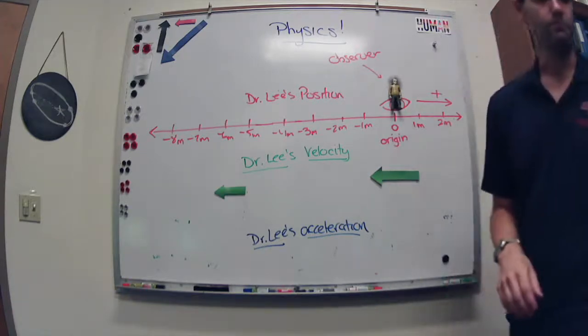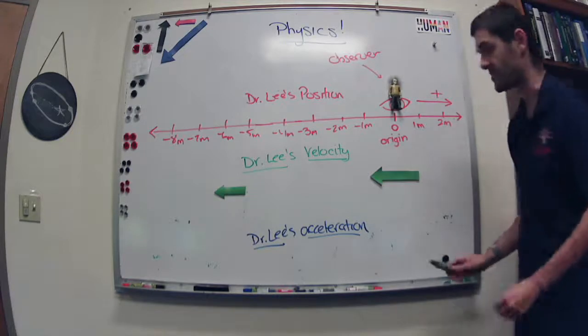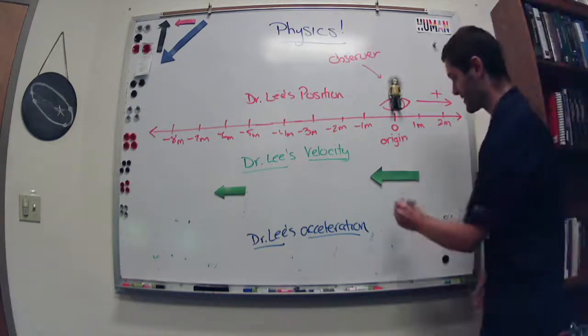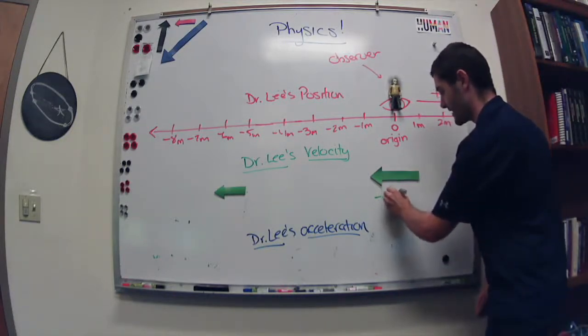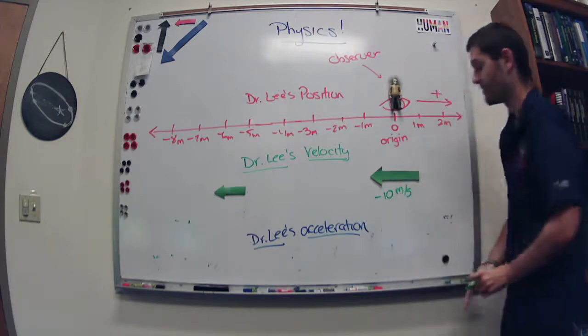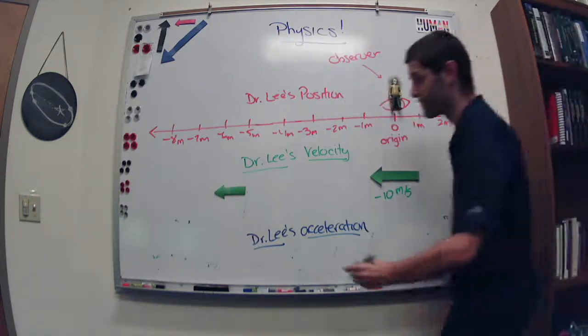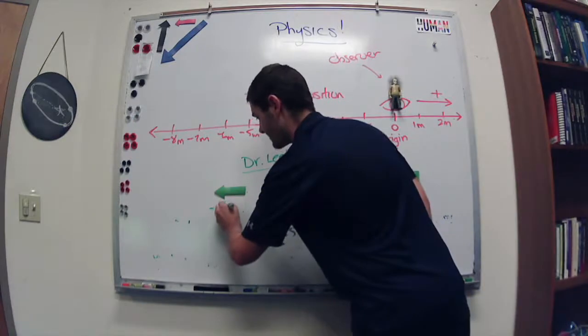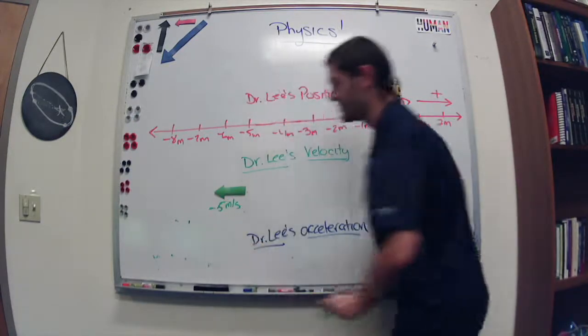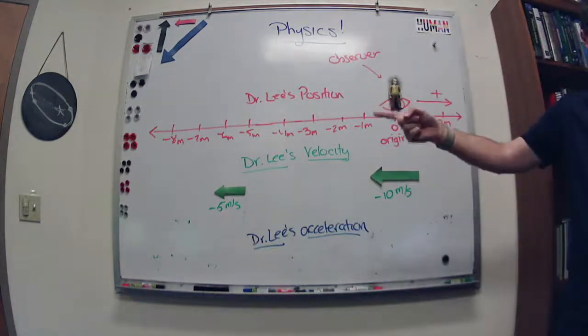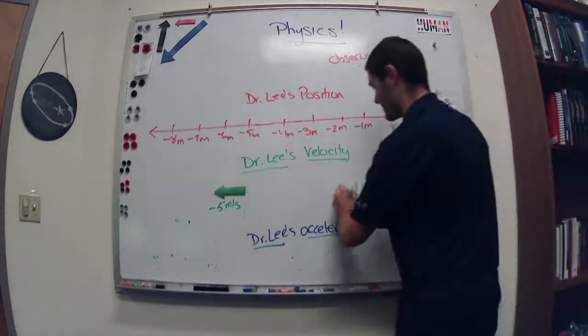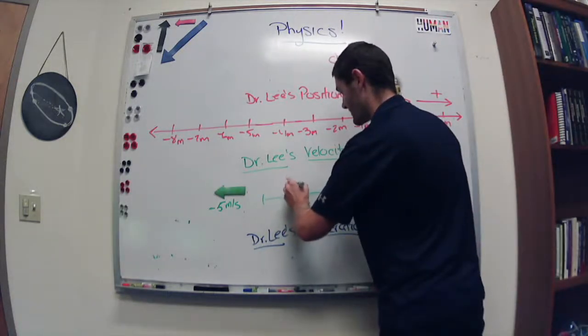So again, we could use simple numbers. Maybe let's just use some simple numbers to estimate this. Again, suppose this is now negative 10 meters per second, negative because it's pointing towards the left. And this is then negative 5 meters per second. So I'm still moving towards the left, but not as quickly. And again, suppose this happens over 1 second of time.